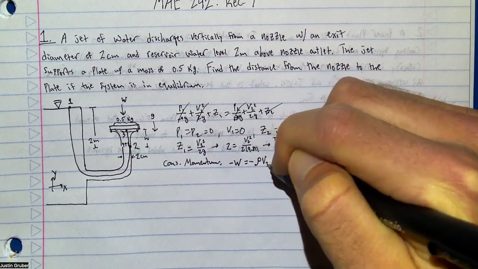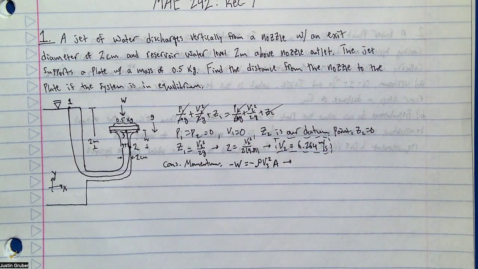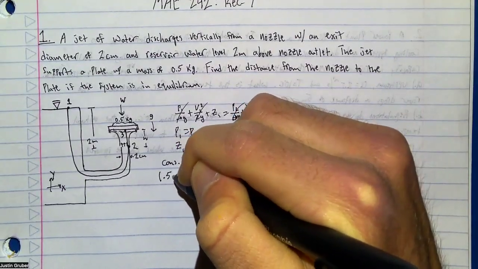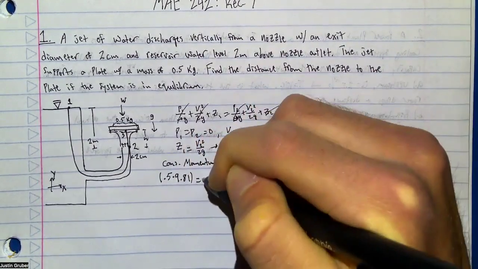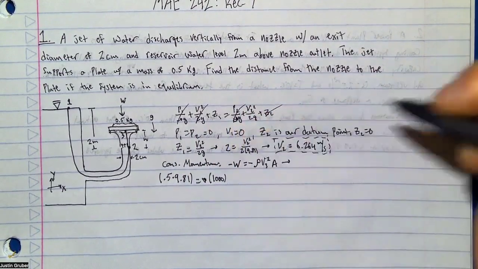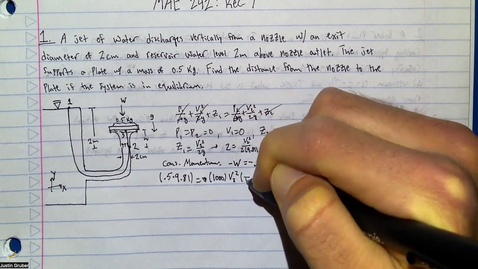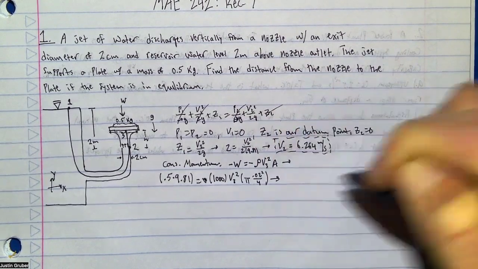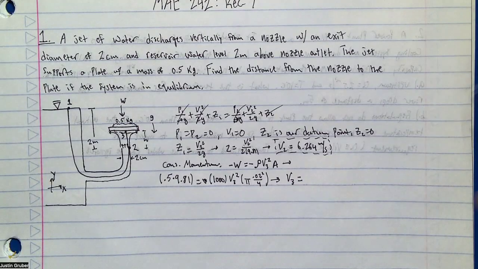Negative rho v3 squared over A, right? And I'm going to drop the negative signs. It doesn't matter. Where W is just the mass of the plate, 0.5, times 9.81 equals, I already dropped that. So equals 1,000, we're just calling density 1,000, times v3 squared times, what's our area? It's just pi times 0.02 squared over 4. Okay. Solve for v3. We have v3 equals 3.951.